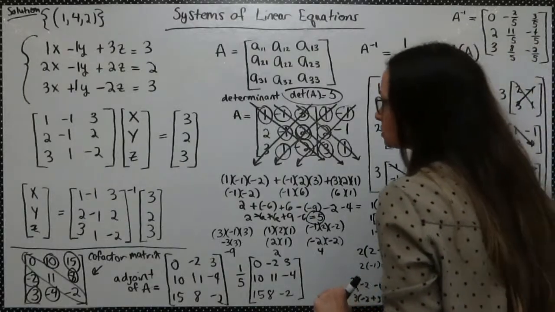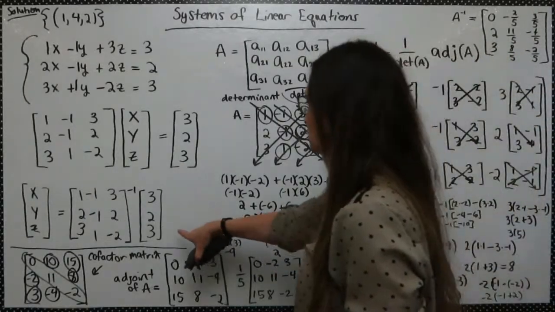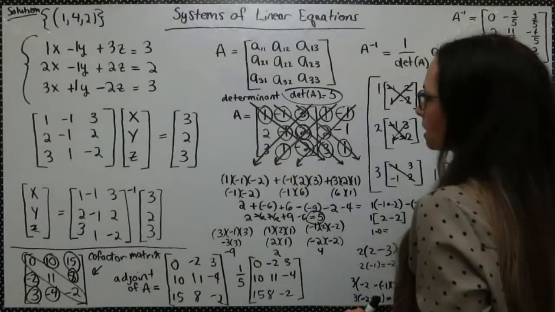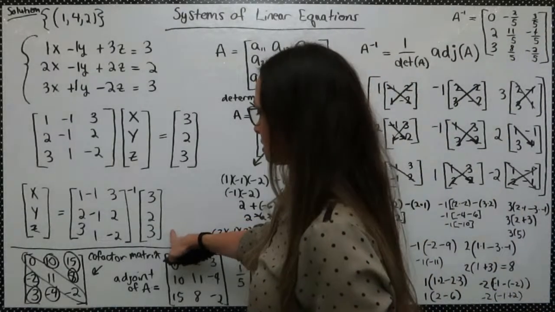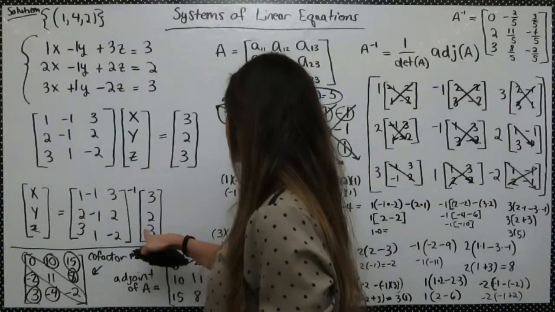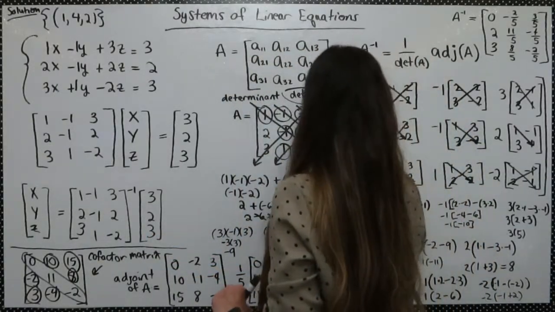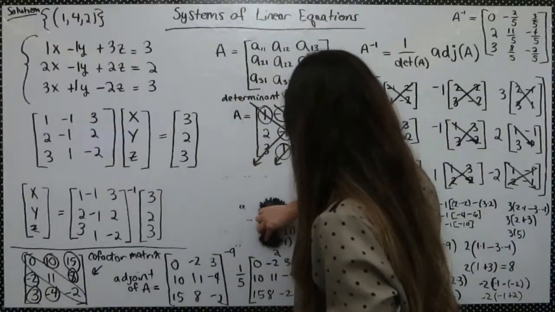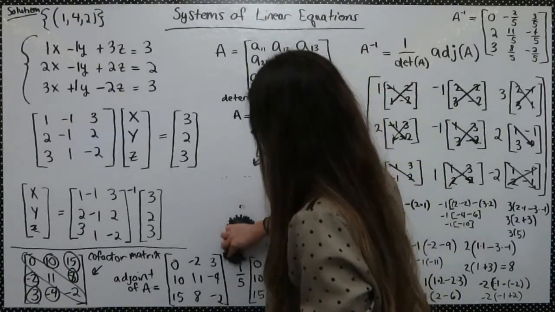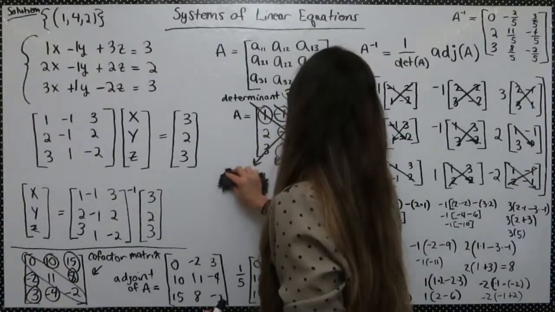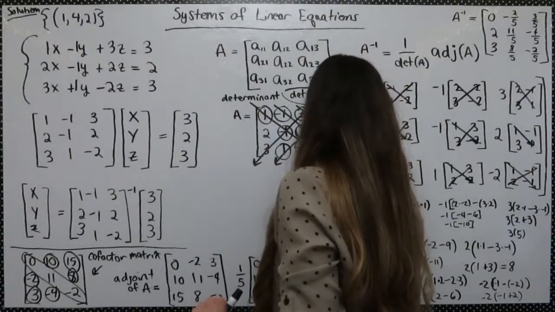All right, so now what I need to do is I need to multiply my A inverse by my constants, because I have this. I am going to go ahead and erase these and put it right in here. Seems like the simplest thing to do. I mean, that's my scratch work anyway.